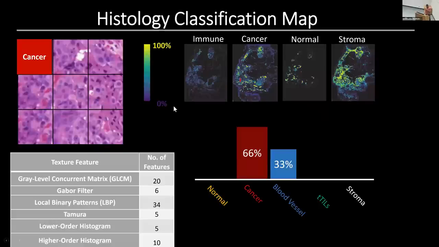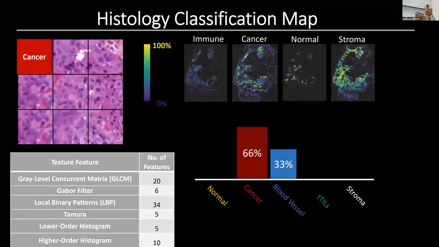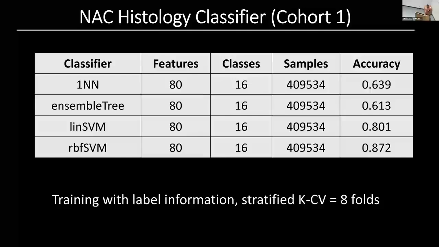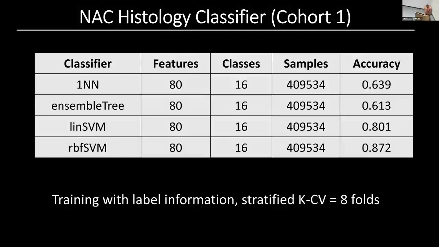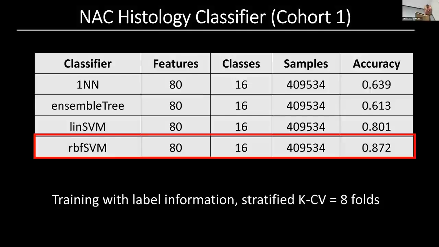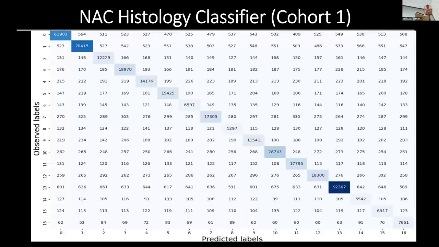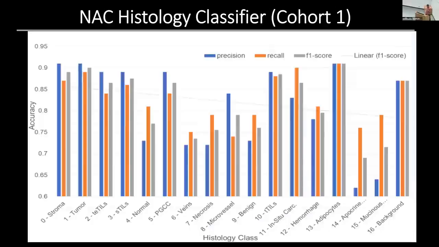And you can see here, this little red dot, it will be shown that this tile will be added to this classification map. And then we can combine that with the different histology classes and create a whole slide image annotation, which we refer to as a classification map. And so the results between the different machine learning models: we had the best model from radial basis function SVM with 87.2% accuracy, and we used a stratified k-fold cross-validation with 8 folds. This is the confusion matrix of each different histological label. And this is the performance metrics like sensitivity, specificity, recall, F1 score.